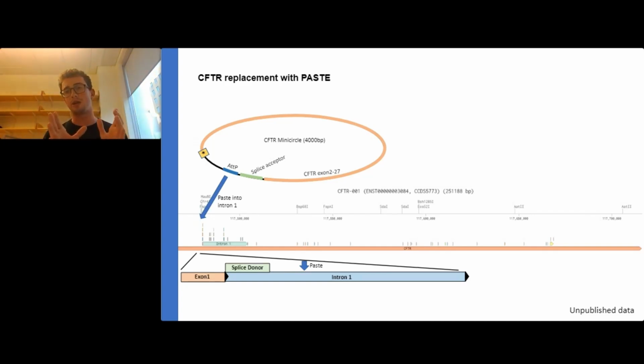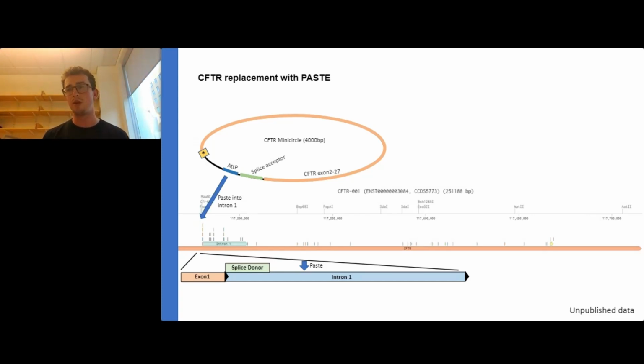By inserting the exon or the cDNA for CFTR and immediately upstream inserting a splice acceptor, we can encourage the natural exon 1 of CFTR to splice with our inserted cDNA and then ignore the remaining downstream exons.